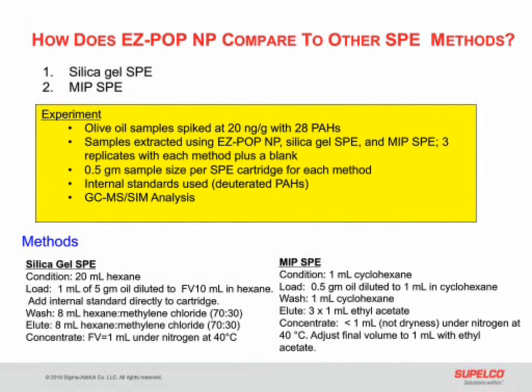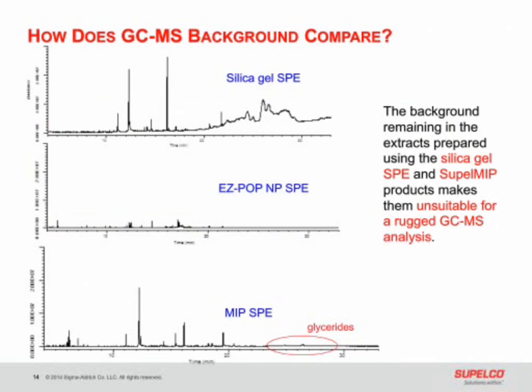So, this next experiment compares EasyPop NP to other SPE methods, including silica gel SPE and MIP SPE. The experimental details are outlined below. Comparing the GCMS background, you'll notice that EasyPop NP has much less background than silica gel SPE and MIP SPE. In fact, the background remaining in the extracts prepared using silica gel SPE and Supelco makes them unsuitable for a rugged GCMS analysis.